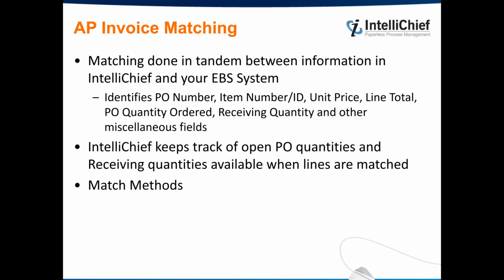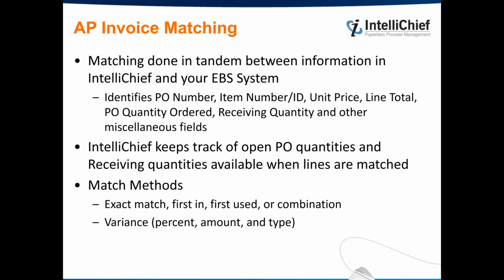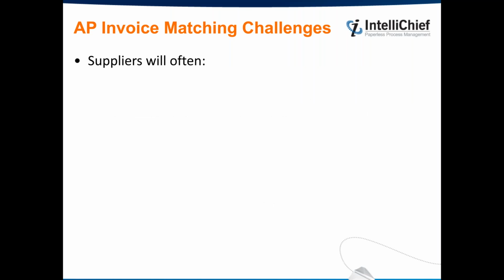Some of the match methods we use: exact match, first in, first used, a combination of all those, basically what you would use in your organization anyway. We support variances, percent, amount, type, by invoice type, etc. So really, comprehensive in terms of how you operate. So if you were to ever call us and say, hey, I want to do this AP thing, we would probably start with, forget about us. How does your process work now?